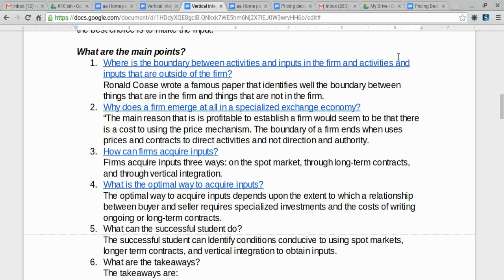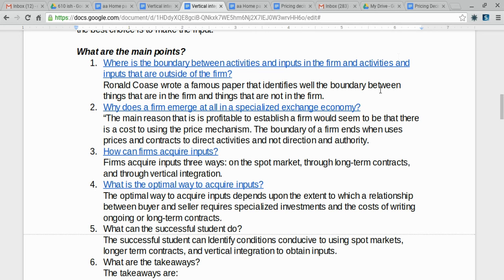Here's a quote from Ronald Coase. "The main reason that it is profitable to establish a firm would seem to be that there is a cost to using the price mechanism. The boundary of a firm ends when it uses prices and contracts."